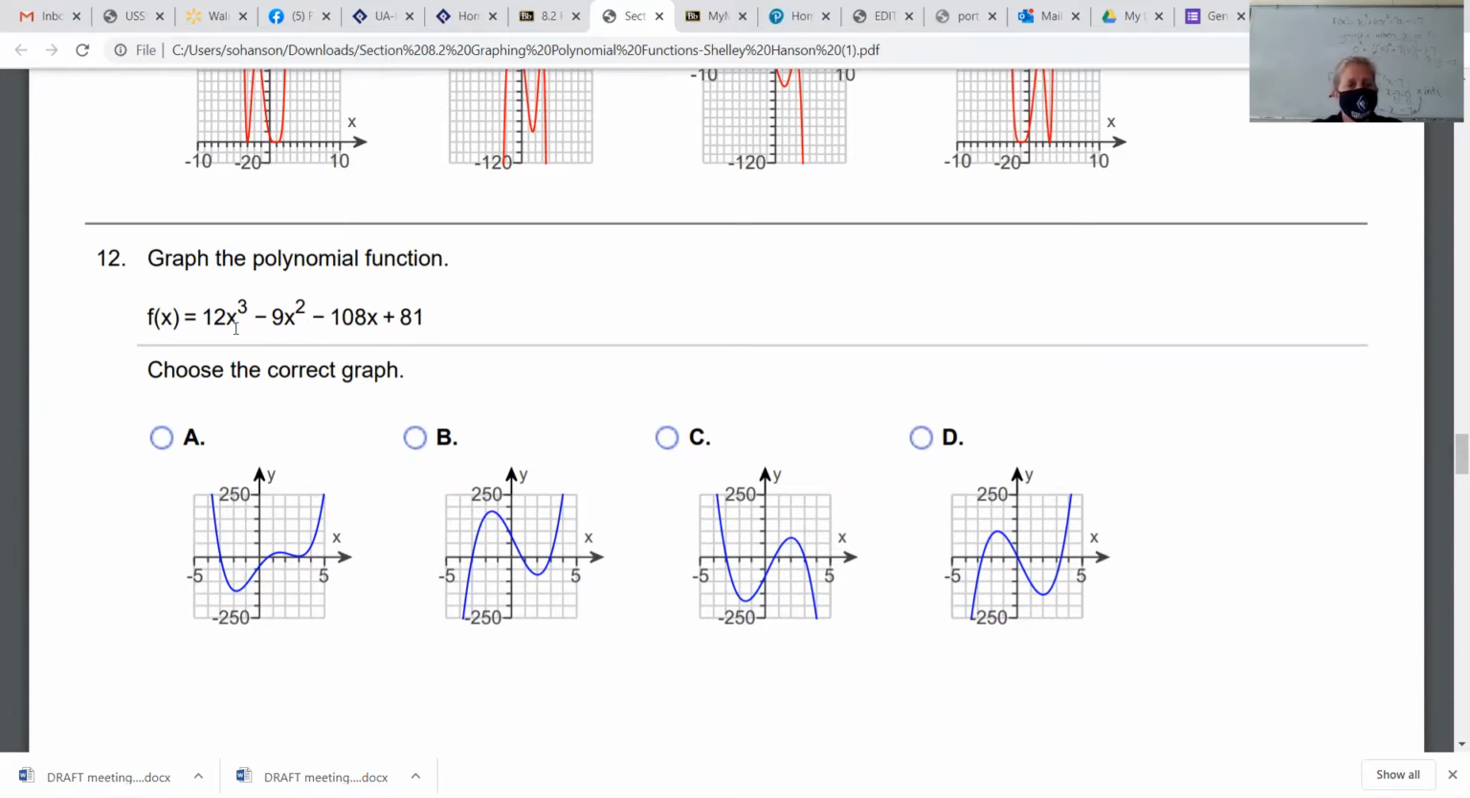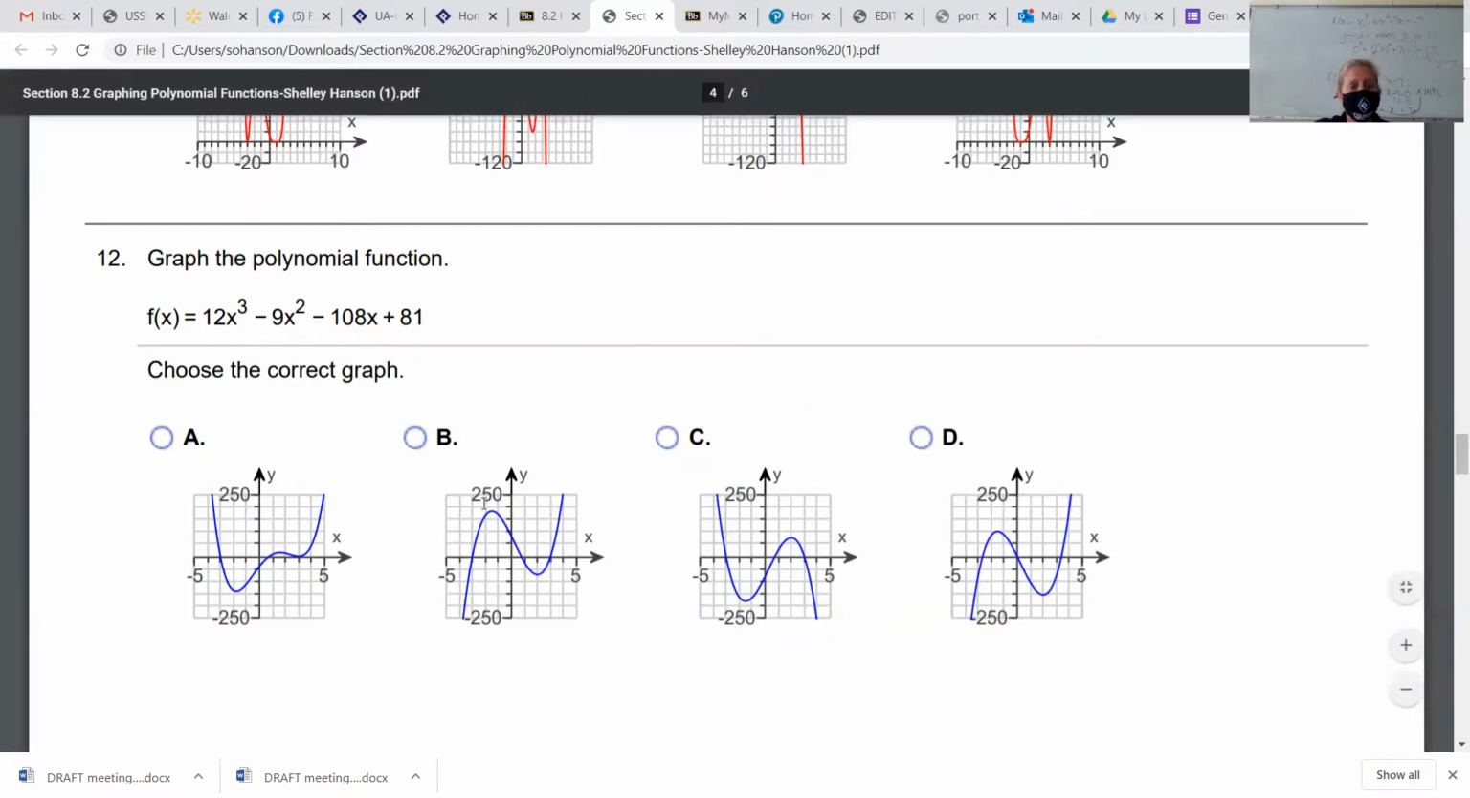So let's see. X to the 3rd is a positive odd. So it's not A. A is even, right? They're both up. B starts down, travels up. So that's a positive odd. So B is still in the race. C starts up but travels down. C is out, right? That's negative. D starts down, travels up, so it's still in. So it's either B or D. They both do the same thing.